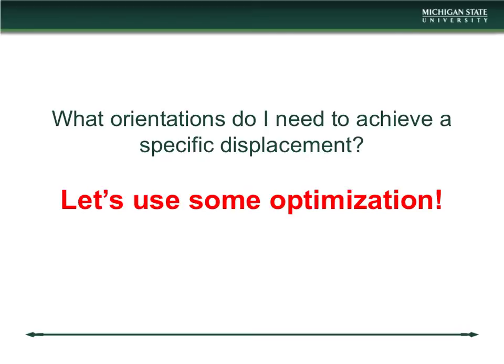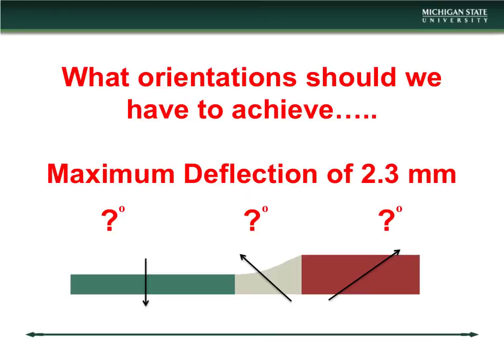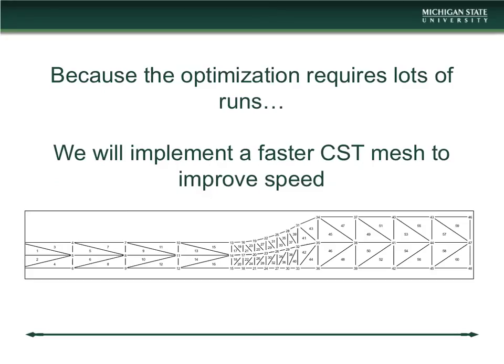What we asked was, what orientations would I need to achieve a specific displacement? Because saying 0 degrees is too easy to minimize the displacement, we chose to say we wanted a maximum deflection of 2.3 millimeters. What 3 different orientations will we need to find? We also used a faster CST mesh to improve our speed, because we knew it was going to take a lot of runs for it to converge.